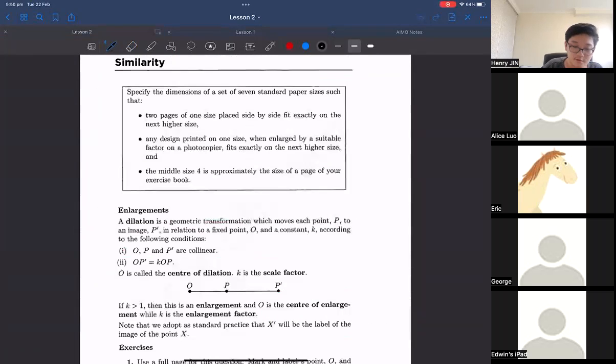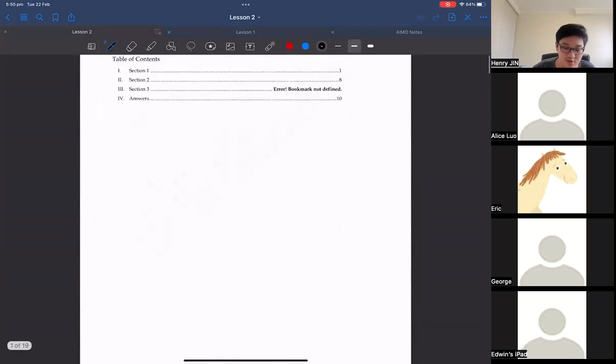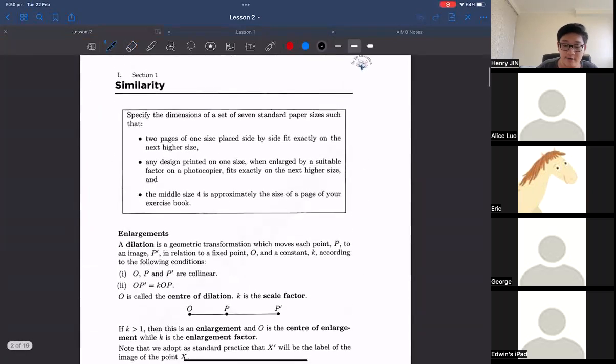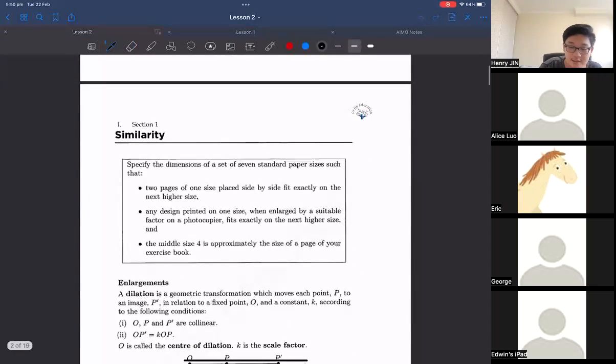Okay, let's go. So lesson 2 is about similarities. There's two parts to this. One is dilation. Dilation is a pretty niche topic. It's very useful for some questions at a higher level, so higher level than AIMO, so you don't need to worry too much about it now. The second one is similar triangles, which is very important for all of Maths Olympiad.